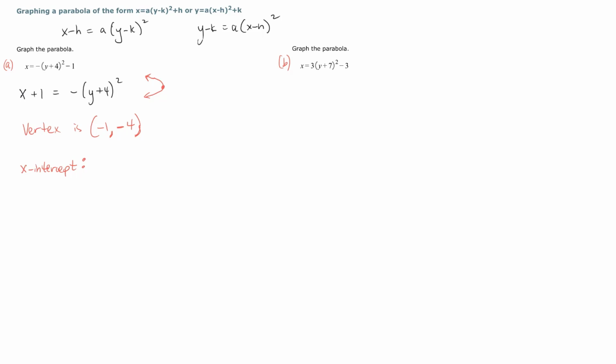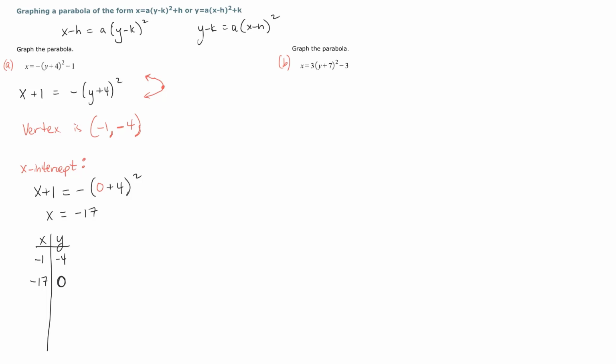The x-intercept occurs when y is 0. So x plus 1 is equal to the opposite of, let's say, 0 plus 4 quantity squared. So we have -16 and then subtract 1. So x equals -17. So far, we have two ordered pairs, x and y. We have the vertex, and we have the x-intercept. It'd be nice to get a third ordered pair to graph a parabola.